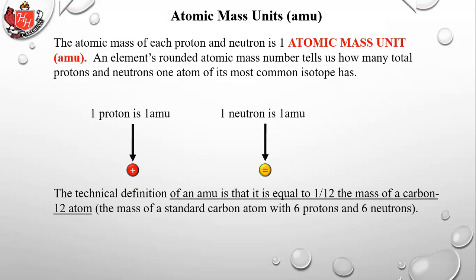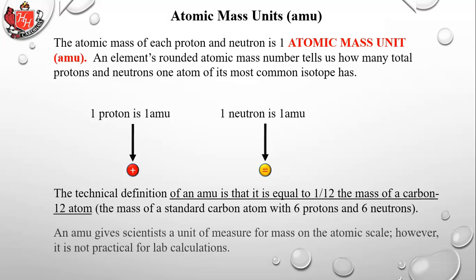The technical definition of an AMU is that it is equal to 1/12 the mass of a carbon-12 atom, the mass of a standard carbon atom with 6 protons and 6 neutrons. That would actually give you a number halfway between the actual mass of a neutron and a proton, but we're going to ignore that definition. You will not be tested on it. It is simply the formal definition. An AMU gives scientists a unit of measure for mass on the atomic scale. However, it is not practical for lab calculations.